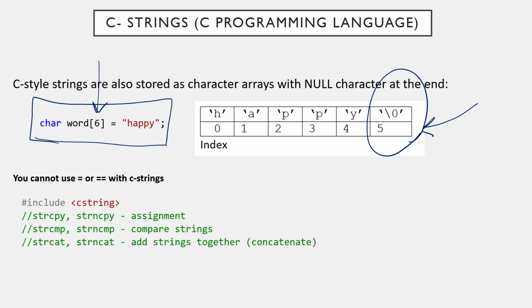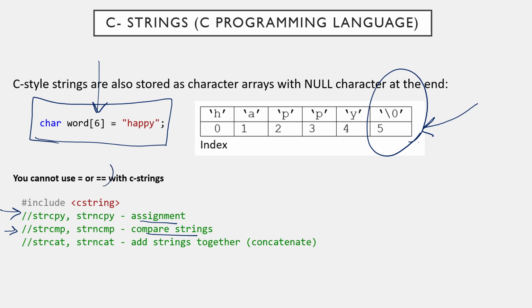Now you might say, well, why are we even learning about this? It's because studying C strings helps you to understand more about how arrays work. C string has functions as well. It has a string copy function, which is used for assignment. It has a string compare function, which is used for comparing.